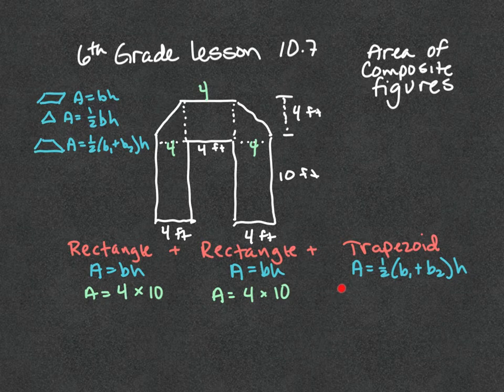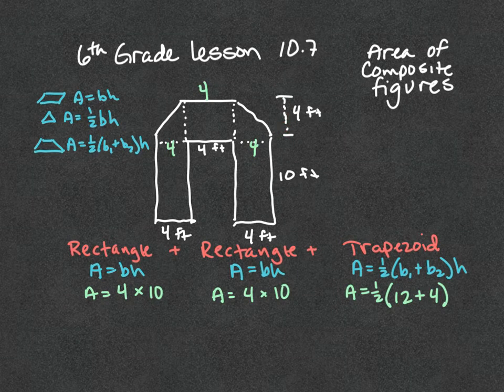So my dimensions now are area equals 1/2 times base 1, which is the 4 plus 4 plus 4, 12, plus base 2, which is the 4 at the top, times the height, they gave that to me here, is 4.